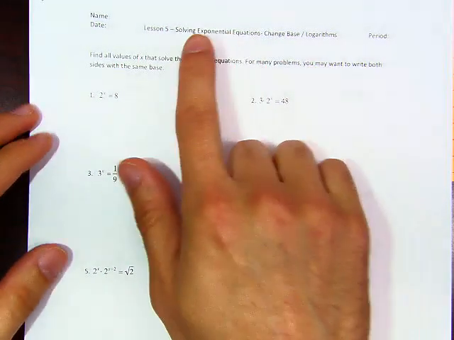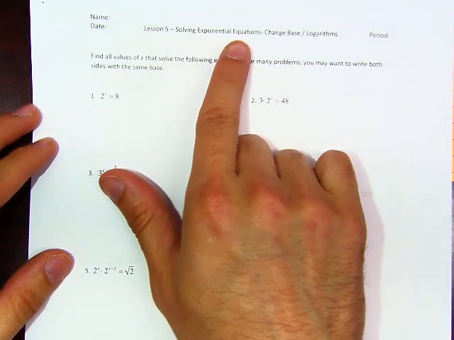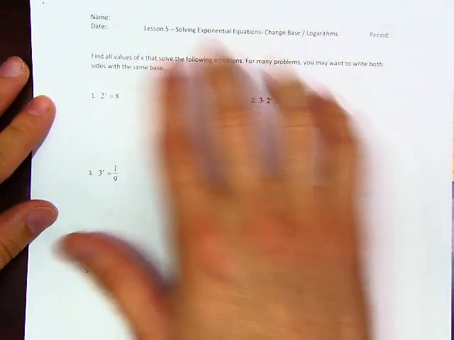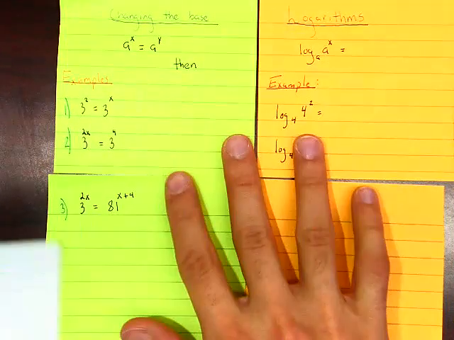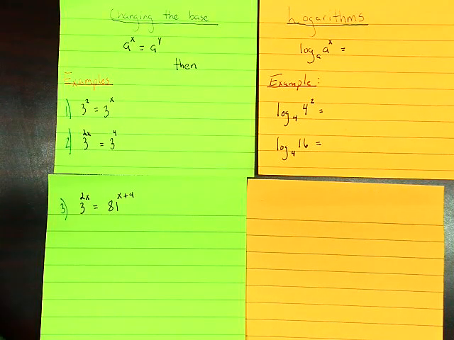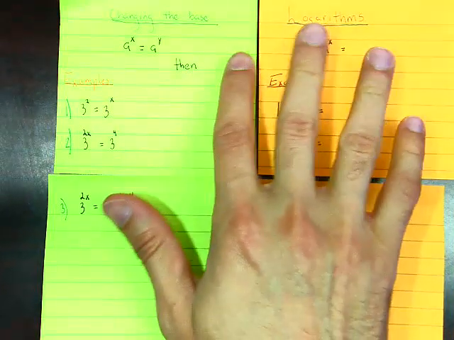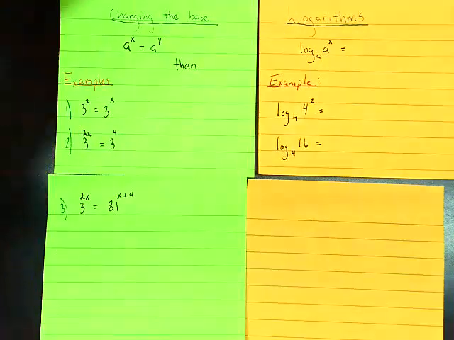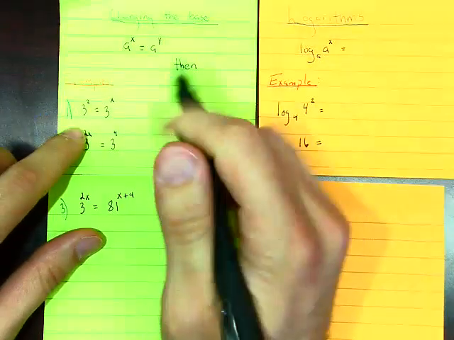Let's do this. Lesson 5, solving exponential equations by changing the base or using logarithms. So before we actually go through the lesson, what I'd like you to do is have this quickly in your notes, and I'm just going to show you some nice, cool properties you could use to help you solve exponential equations. So here, let's look at this one.